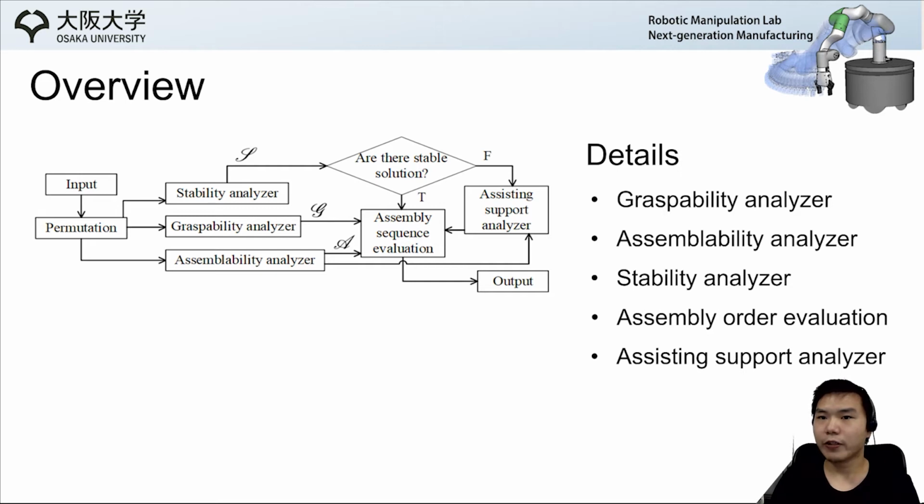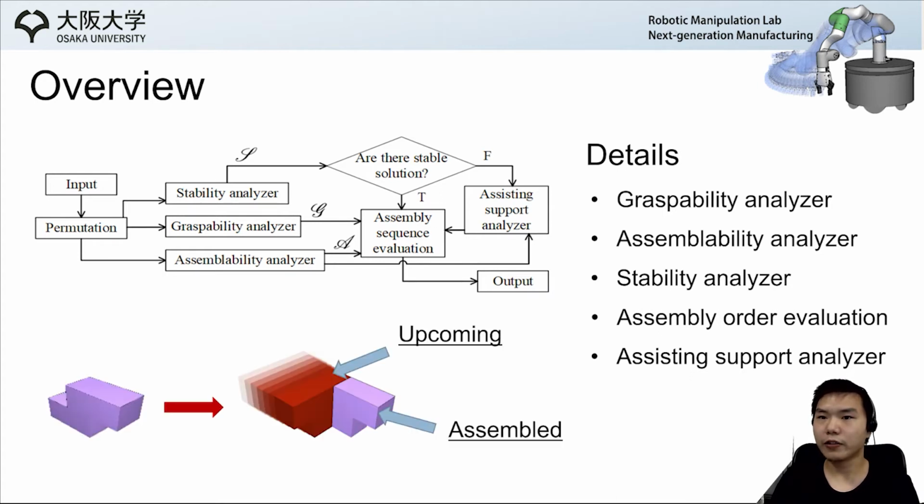Before that, I will give two new terms so that the listener can more easily understand the following content. We name the part going to be assembled the upcoming part, and the part that has already been assembled an assembled part. In this picture, we try to assemble the brown object to the purple object, so the upcoming part is the brown object, and the assembled part is the purple object.